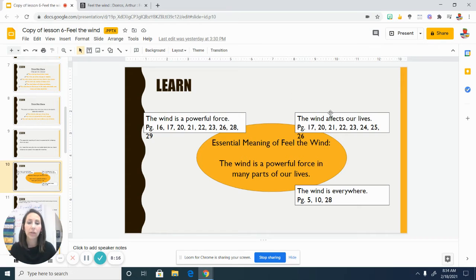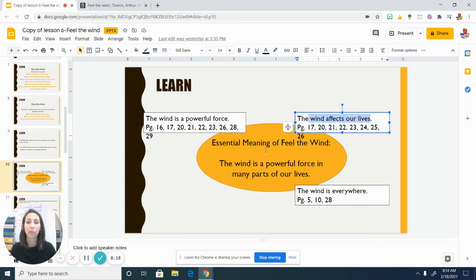Now let's look at how the wind affects our lives. That's part of our essential meaning. So the wind affects our lives.